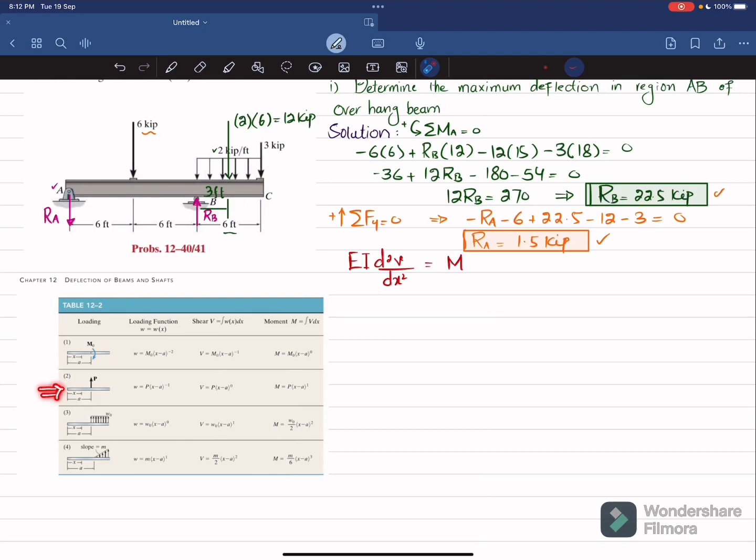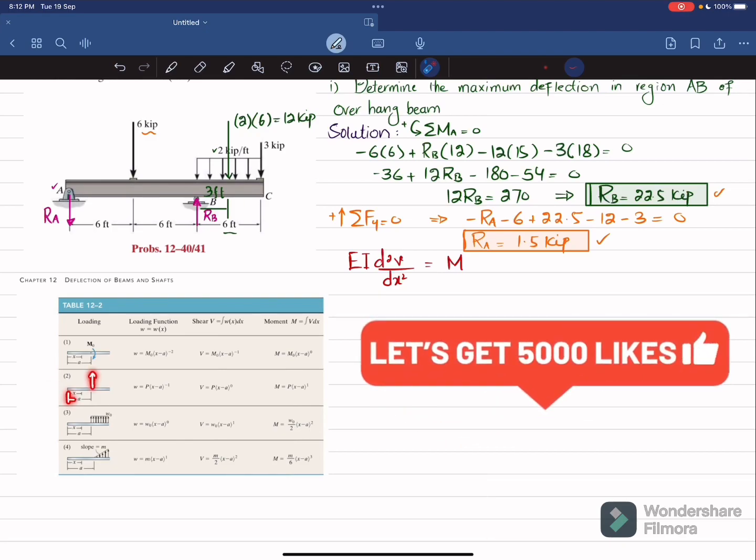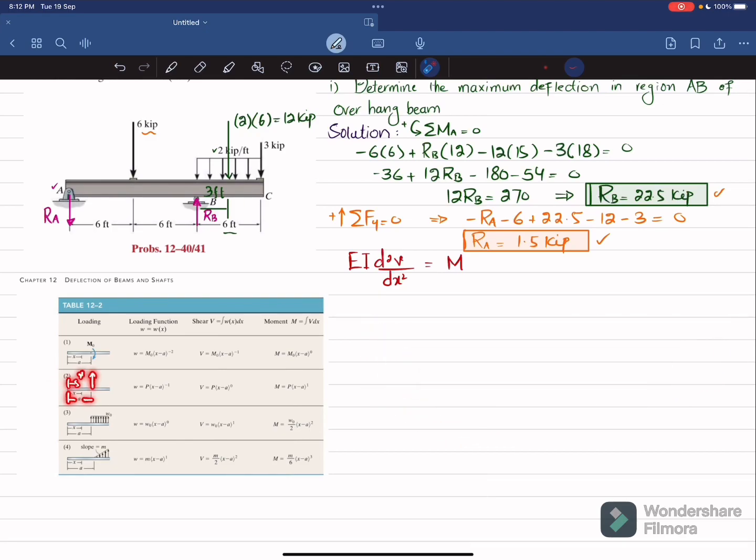Now you can see this is case number 2. So here a point load is acting at a distance of A from this X. Clear? So the moment function is this one, and this load is upward, so this is positive. Here this load is downward, so we will take the moment as negative. So moment will be equal to minus RA, which is 1.5, into X minus A. So A here is equal to 0, so X minus 0 power 1.